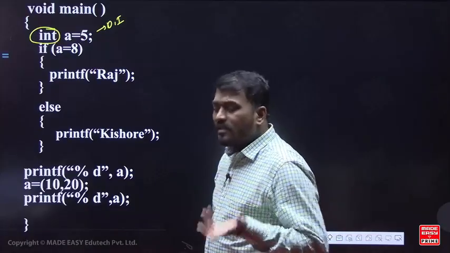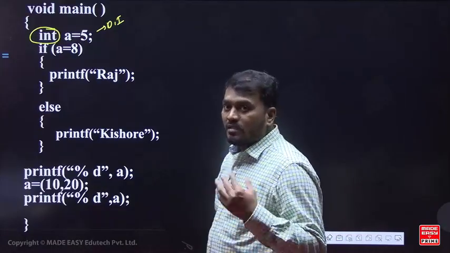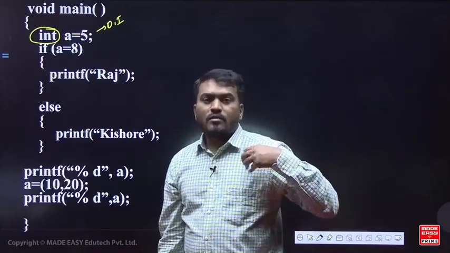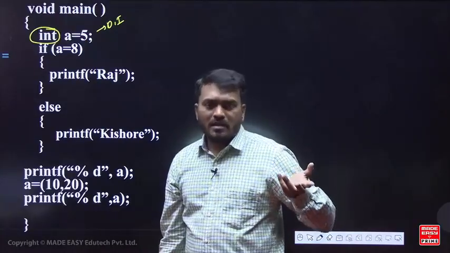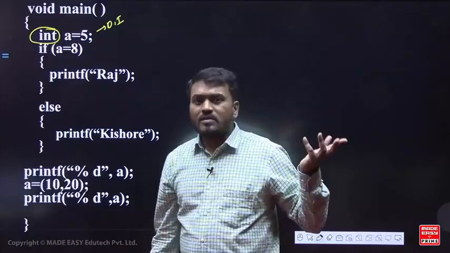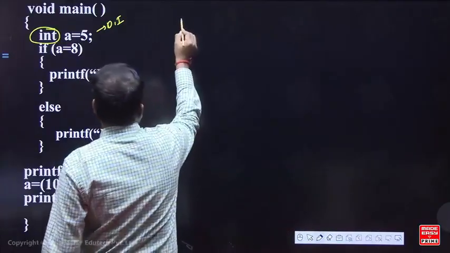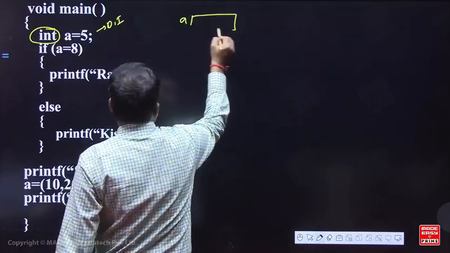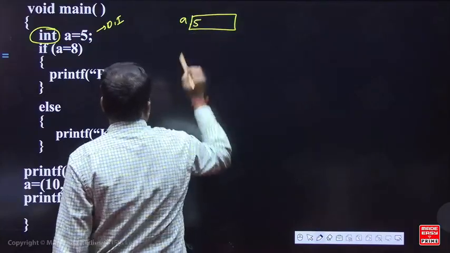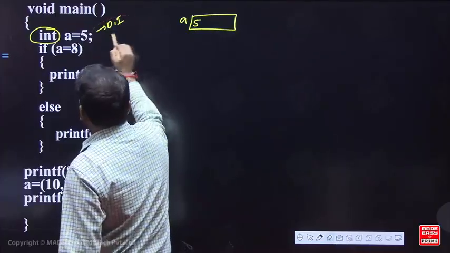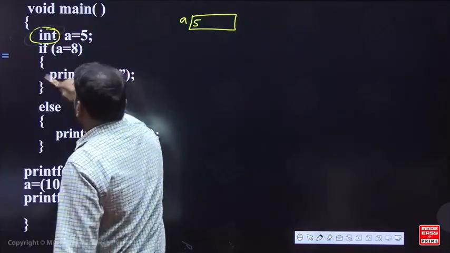So the purpose of the declaration is what? Allocating the memory, and you are just informing the compiler that I want to allocate the memory for the integer. Typical Turbo C takes how many bytes for an integer? 2 bytes. So 2 bytes of memory will be allocated for variable a, and the value is 5. So this is called declaration and initialization.